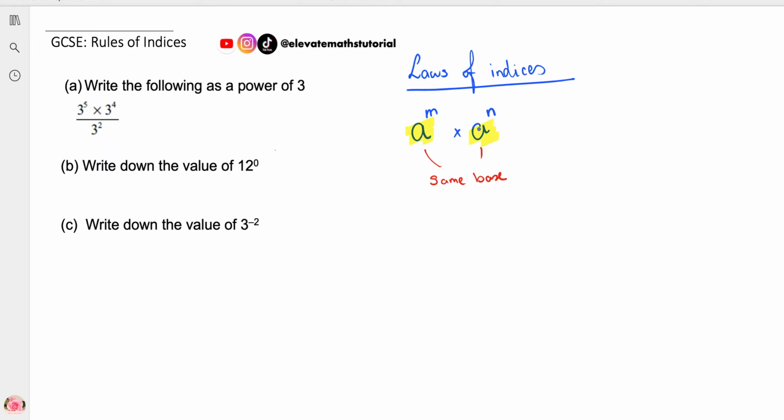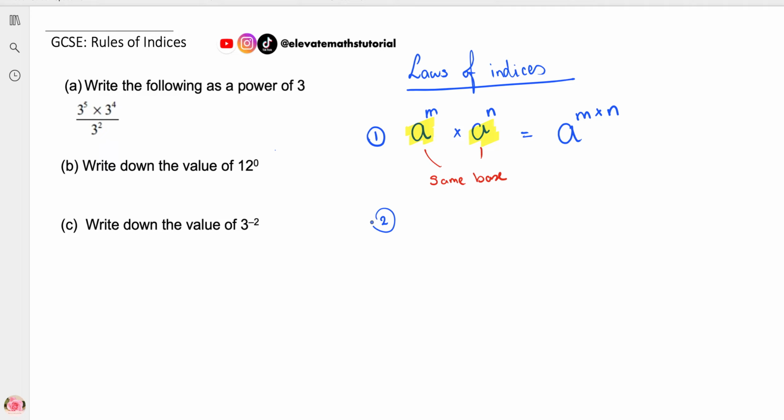If you're multiplying two numbers that have the same base and have a set of powers m and n, what we can do with those is add the powers. Okay, when you multiply, you add the powers. That's your first rule of indices.